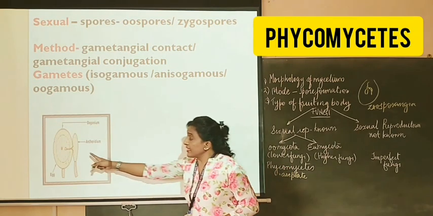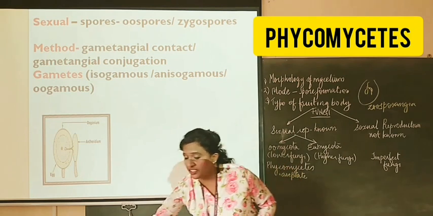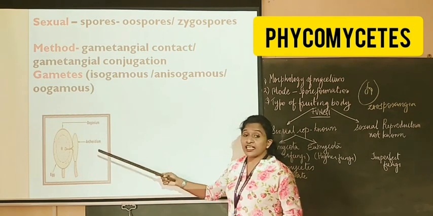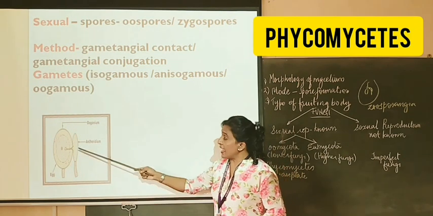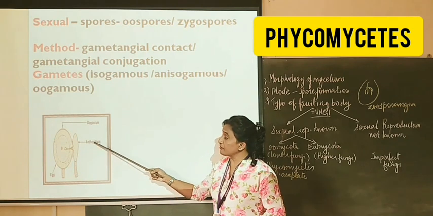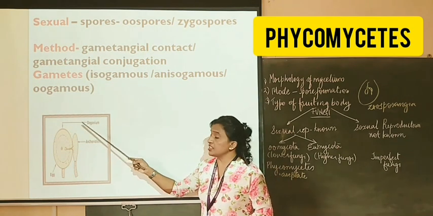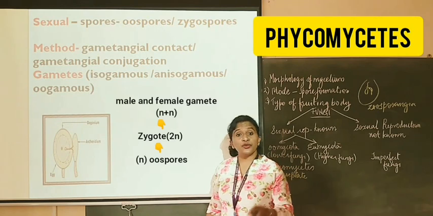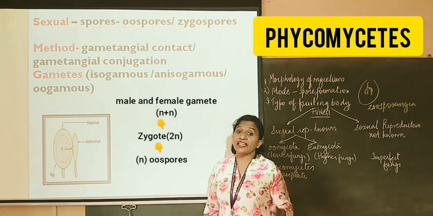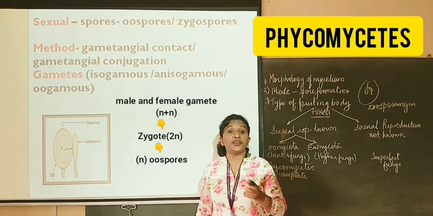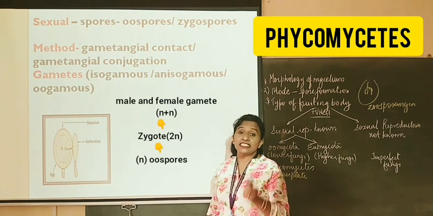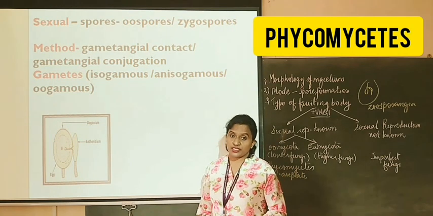Oospores, wherein there are two gametangia, antheridia and oogonia, they come closer to each other, and the male gamete from the antheridia will be released into the oogonia, wherein the fusion will take place and the cell that will be formed will undergo meiotic division to release the oospores.